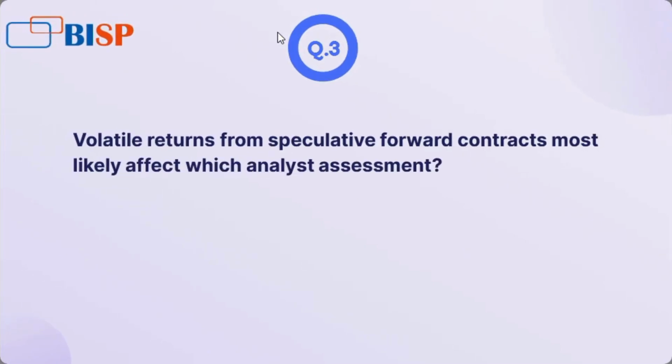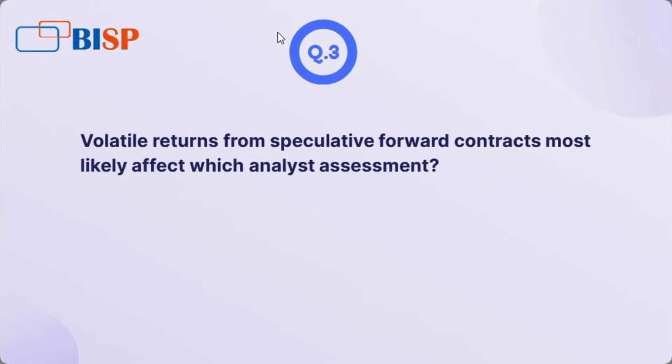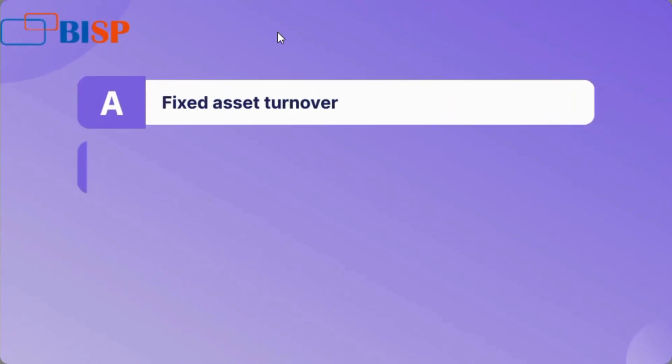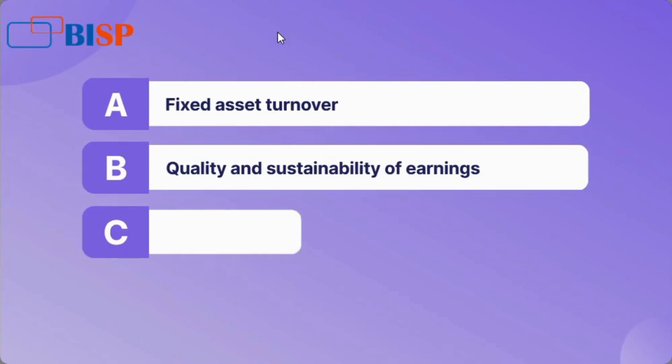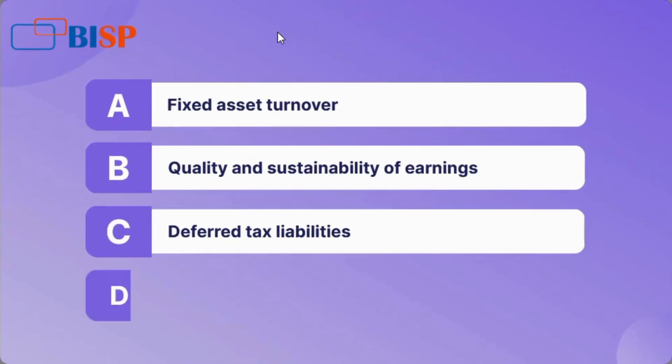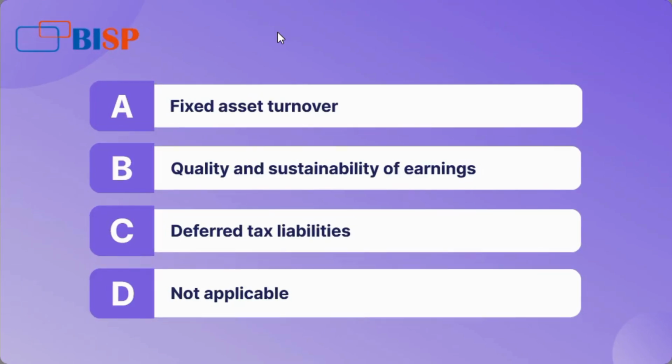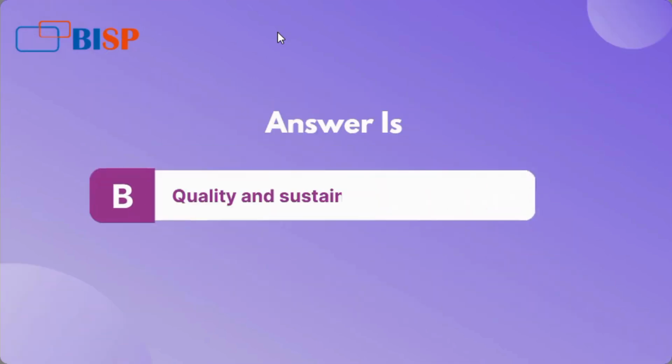Volatile returns from speculative forward contracts most likely affect which analyst assessment? A. Fixed asset turnover. B. Quality and sustainability of earnings. C. Deferred tax liabilities. D. Not applicable. Answer is B. Quality and sustainability of earnings.